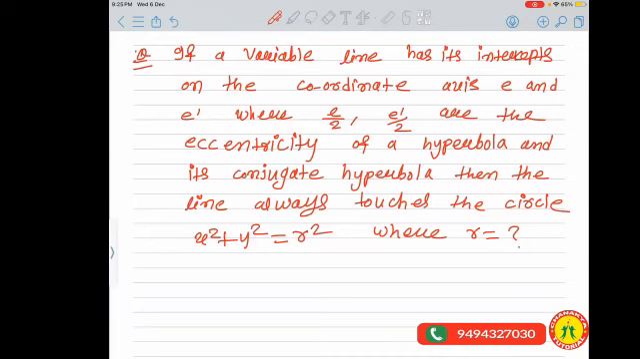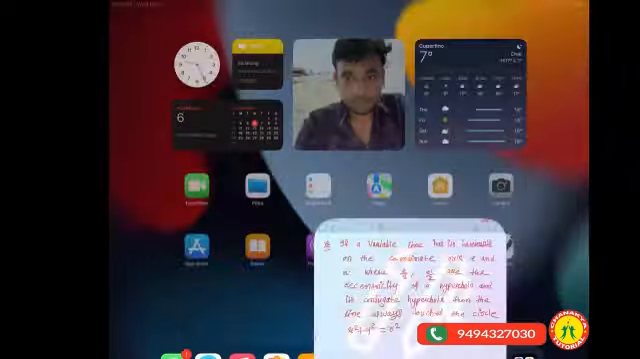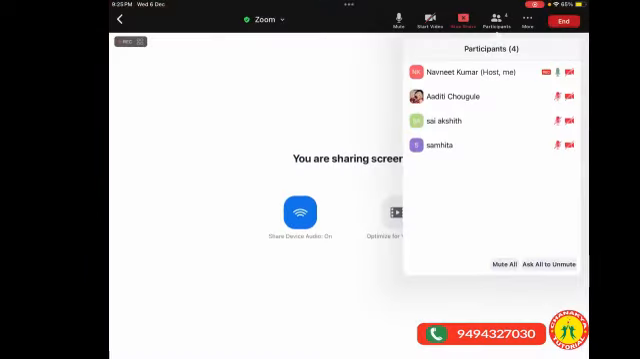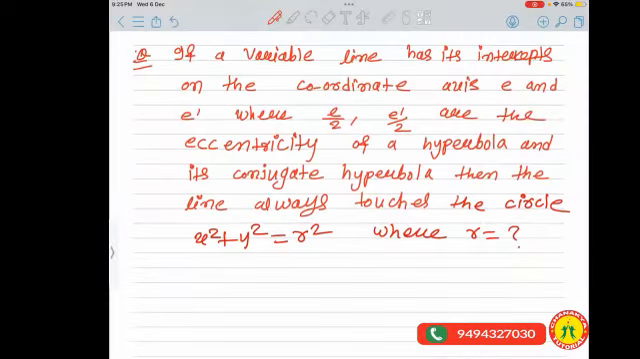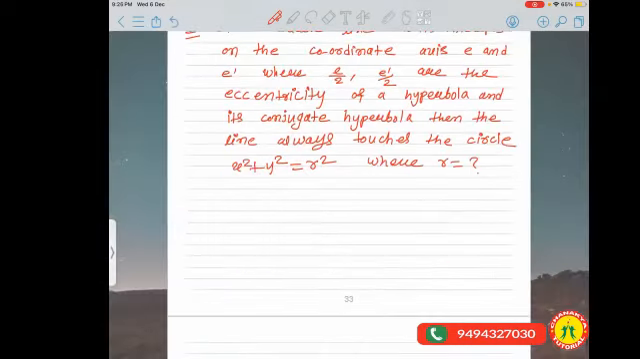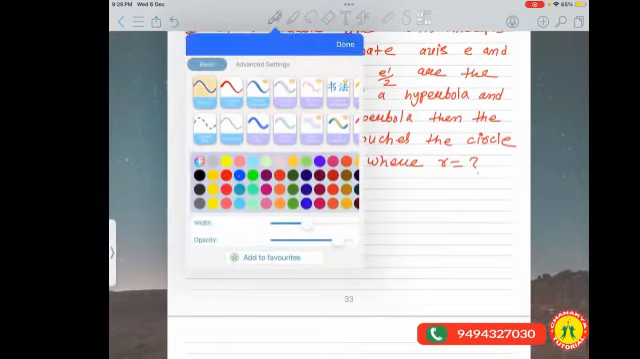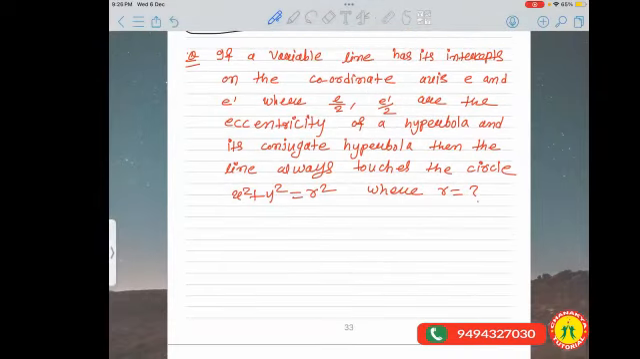Are you trying to do, Aditi? Yes, sir. Good. मैं हिंट दे दूं? मैं डायग्राम बनाता हूँ, आप समझ जाइएगा.